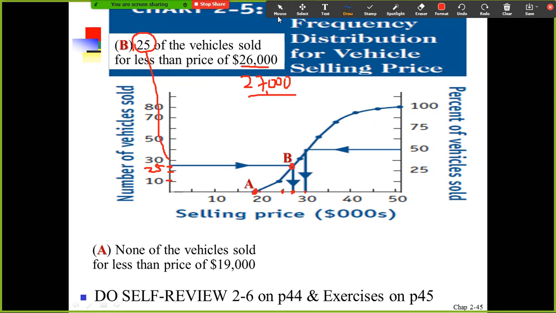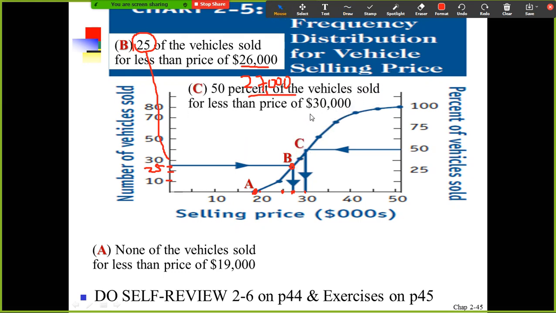The other one is C. Where is C? C is this point. It does not come from the number, but comes from the percentage.